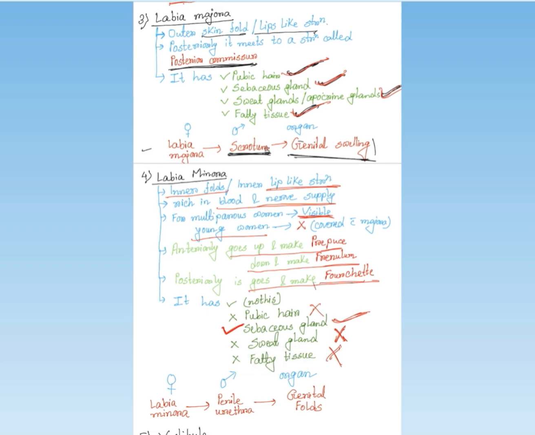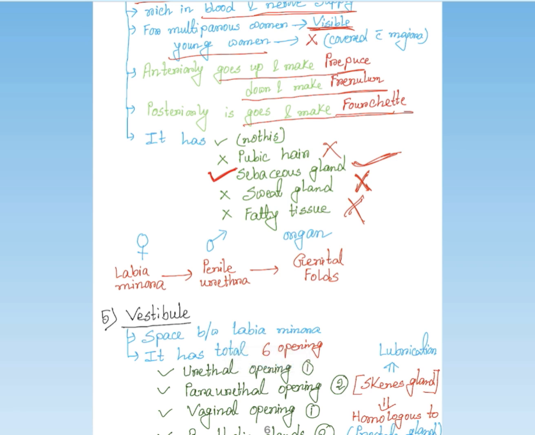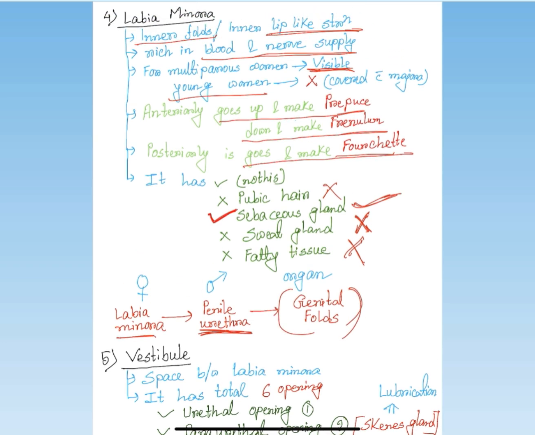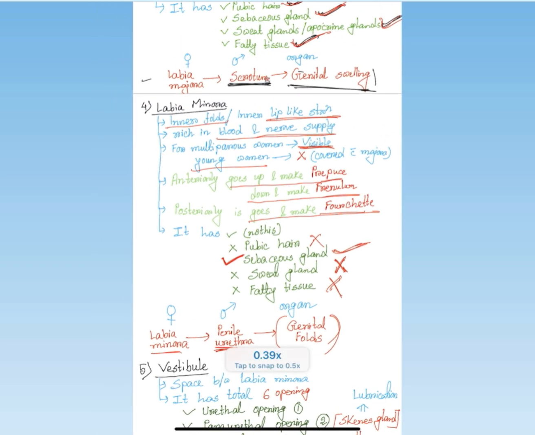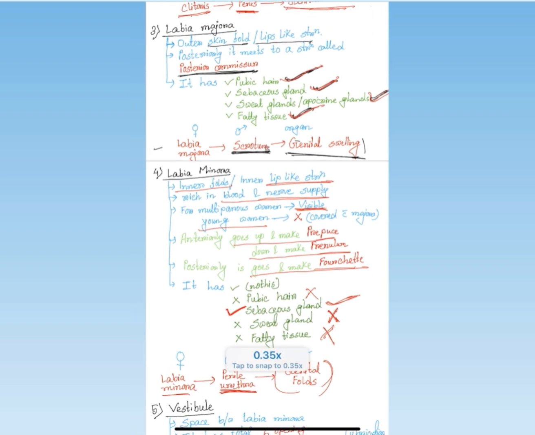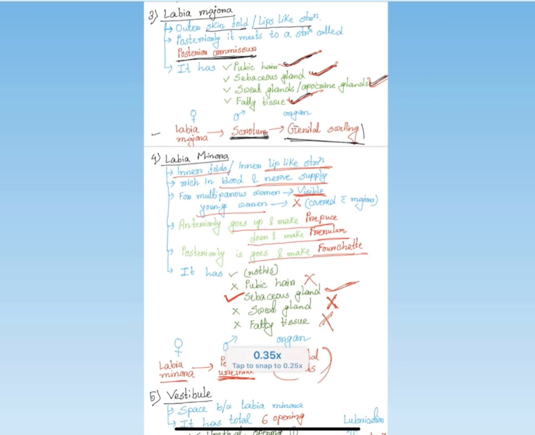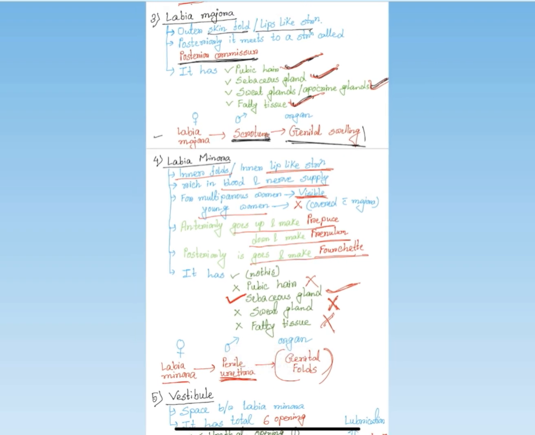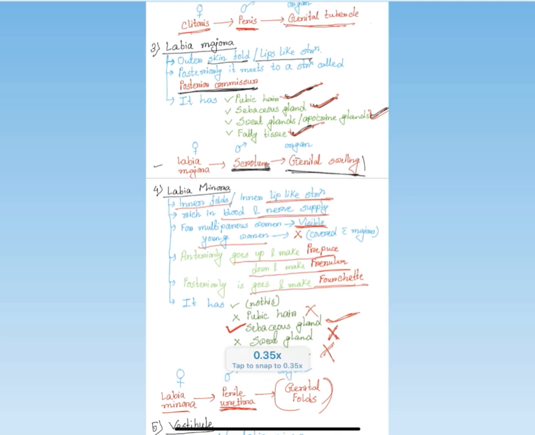Okay, the labia minora is homologous to the male penile urethra, and the embryological origin is the genital folds. So how will you remember all these homologous organs? I'll make a list at the end. The labia majora is homologous to the scrotum. The labia minora is homologous to the penile urethra, and another one is the clitoris. The clitoris is homologous to the penis.